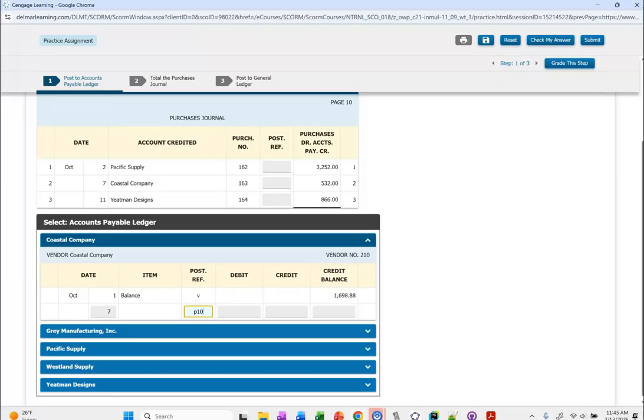Is it P10 then? Yeah. Okay. Because it's the purchases journal, we now have up to 5 different journals, so when we do the post reference back to a journal, we need a letter to tell us which journal this is going to. So this is page 10 in the purchases journal, P for purchases.